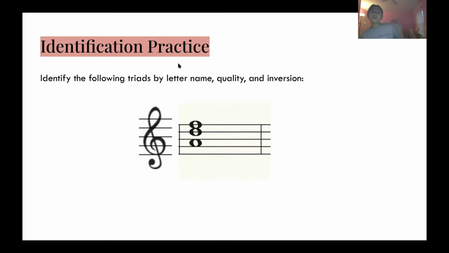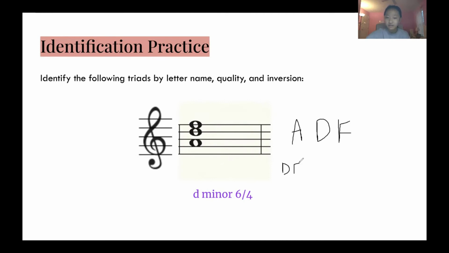And for this one, feel free to pause the video and work on it as well. So the answer is D minor, 2nd inversion. So why is this in the 2nd inversion? First of all, let's write out the notes, A, D, F. And we'll soon figure out that the correct order is D, F, and A.